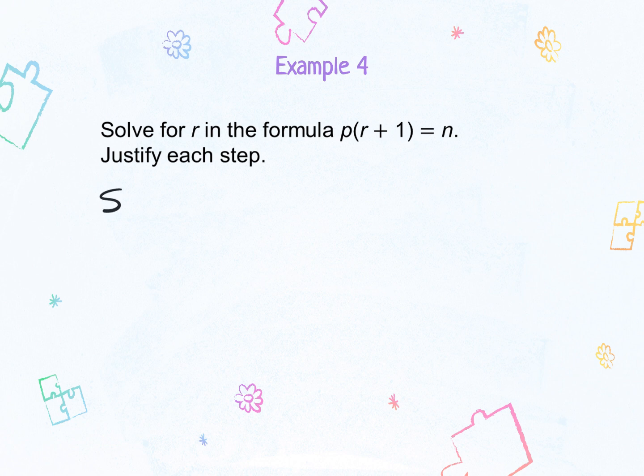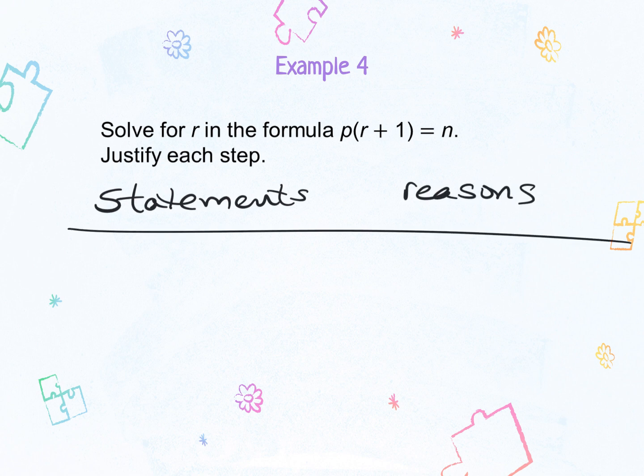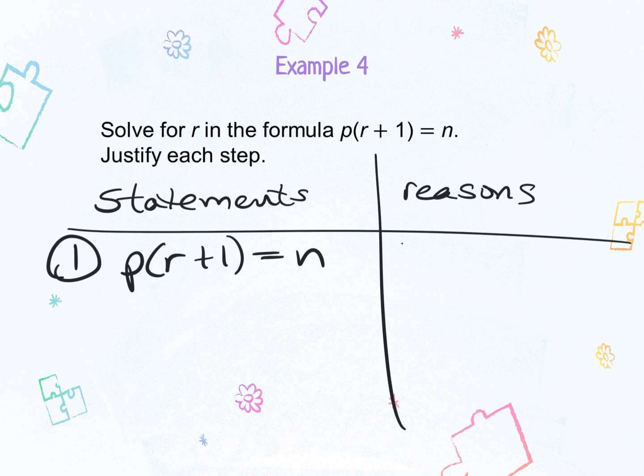So let's set up our 2 columns, statements, reasons. Step number 1 is the problem they're giving us to solve. And the reason is it was given to us. So our goal here is to get the r that's in the equation, this thing right here, all by itself. So I need to get the p away from it and that 1 away from it.